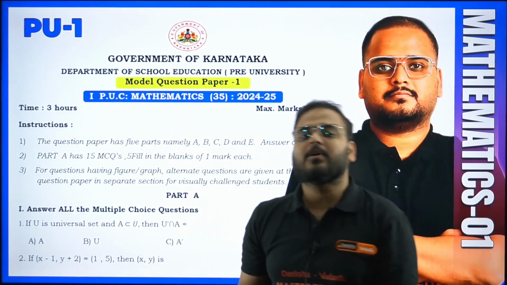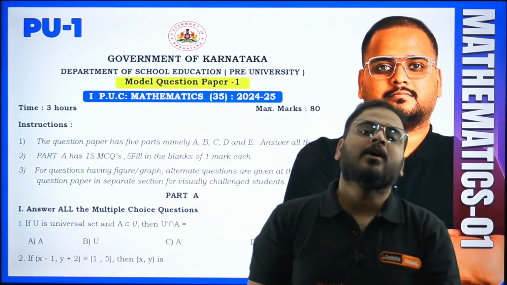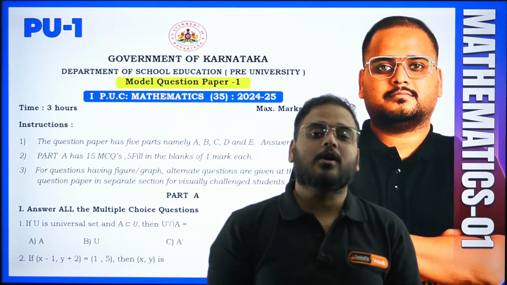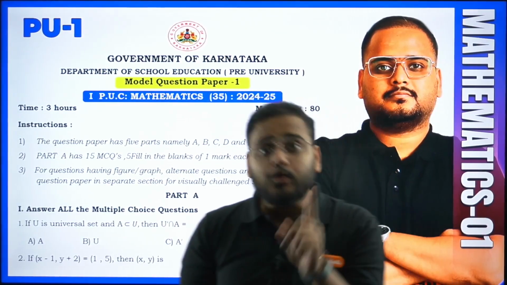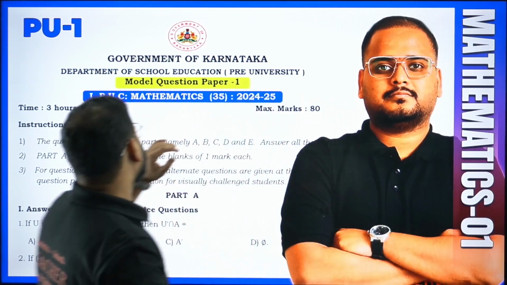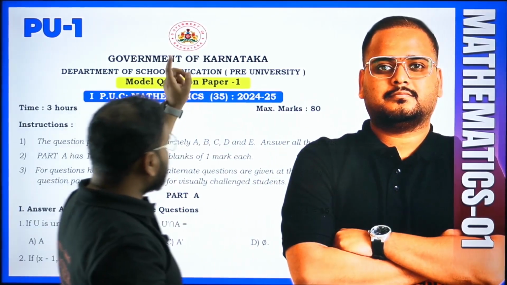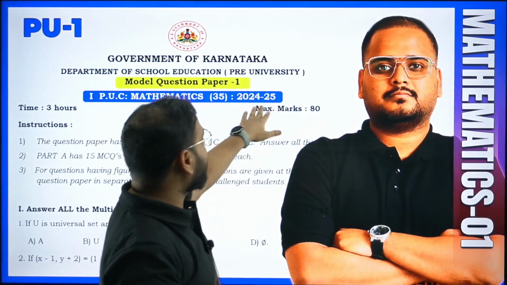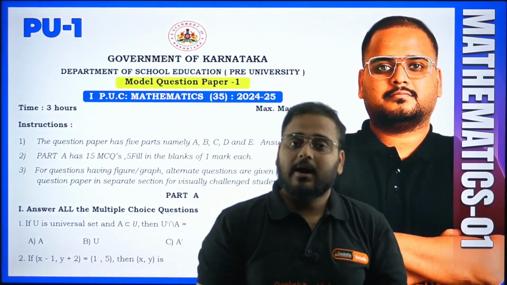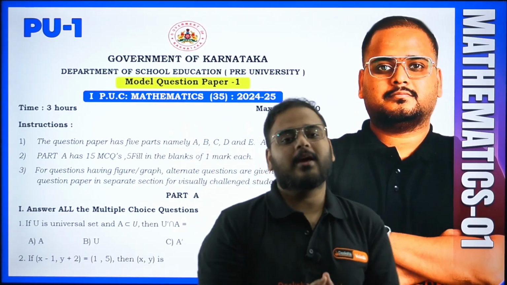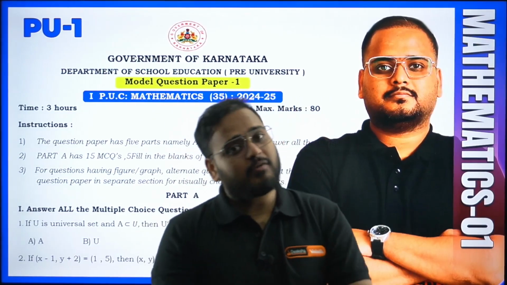Today I am here with a very special session, where I'll give you solutions for model paper number 1 for PU1. It's first PUC mathematics, code is 35, 2024-25, model question paper number 1, again released by your board. So we'll solve it. We'll solve all the questions.